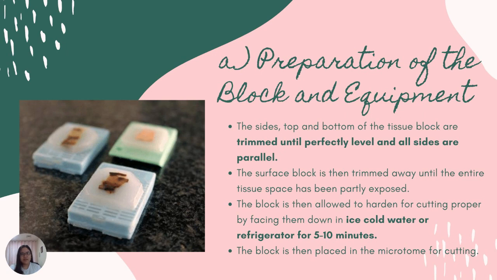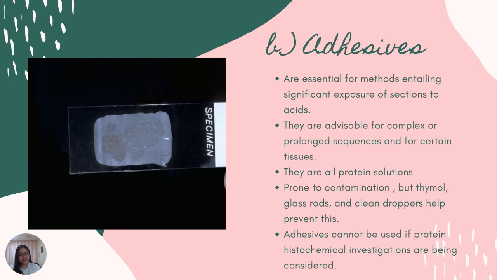So the sides, top and bottom of the tissue block are trimmed until perfectly level and all sides are parallel. The surface block is then trimmed away until the entire tissue space has been partly exposed. The block is then allowed to harden for cutting proper by facing them down in ice-cold water or a refrigerator for 5 to 10 minutes, and then the block is placed in the microtome for cutting. The next part we have is adhesives.